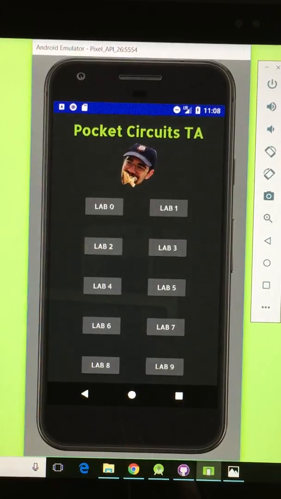We think Pocket Circuits TA is very user-friendly and will be helpful to instructors, undergraduate TAs, and especially to students.